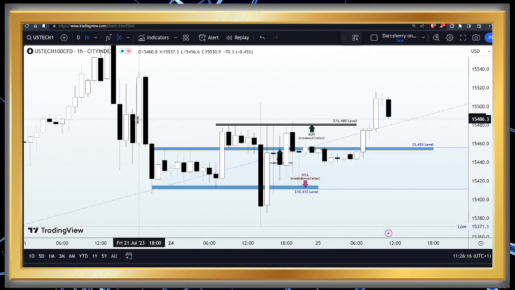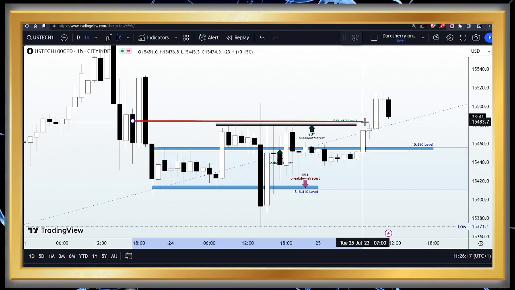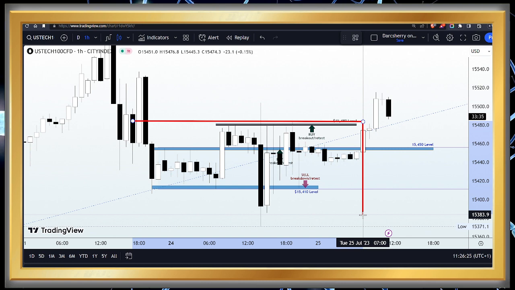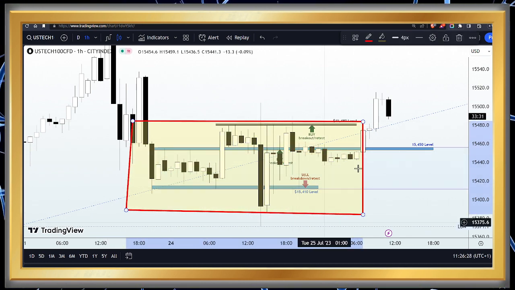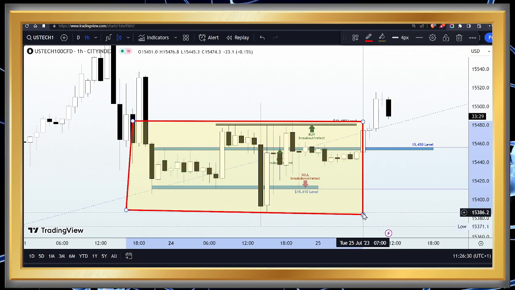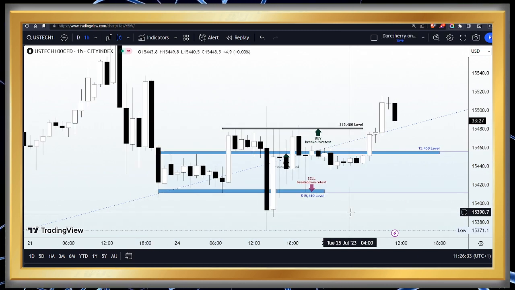And this led into a wider range. As you will see, the range expanded into the 15,480 and the 15,380 zone to give us a wider consolidation phase. And you all know that this must be connected to the anticipation of the high impact event from the US economic docket tomorrow, and that is the interest rate decision and Jerome Powell's speech, which everyone will be looking forward to.